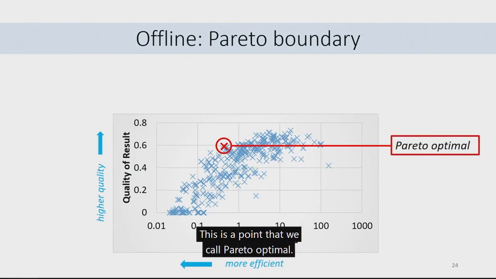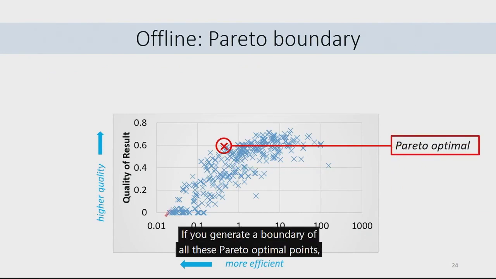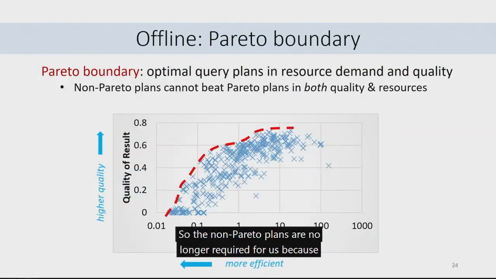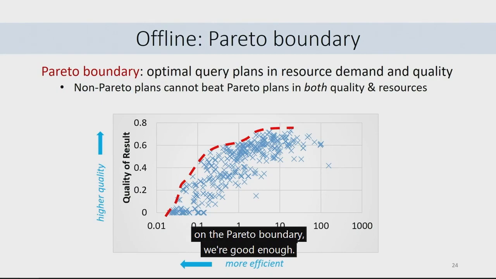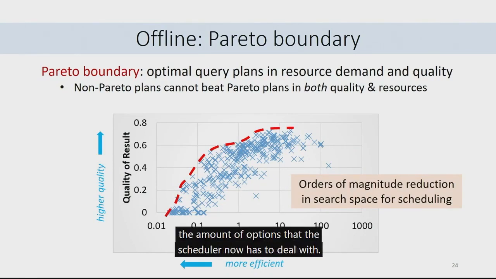This is a point that we call Pareto optimal. It's a concept from economics. And if you generate a boundary of all these Pareto optimal points, you get the Pareto boundary. And so the non-Pareto plans are no longer required for us, because as long as we have some point on the Pareto boundary, we're good enough. So that's the thing that we then pass to the scheduler in the next stage. And note that this dramatically reduces the amount of options that the scheduler now has to deal with.